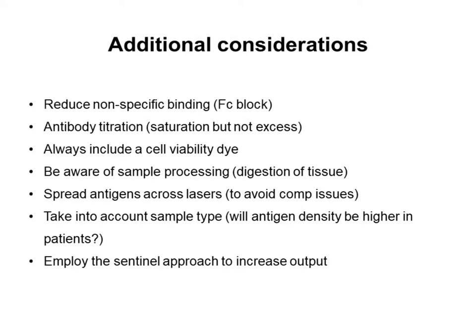Take into account your sample type. Sometimes we tend to set up our compensations and our ideal experiment on PBMC from a healthy donor. But when you receive the sample from the clinics, it's a different story. Another way to expand and increase the capacity of your flow is to use the Sentinel approach to increase the output.